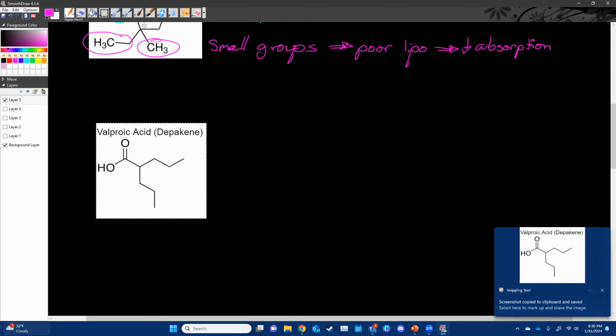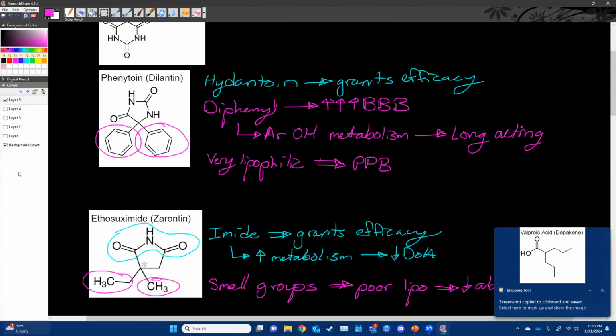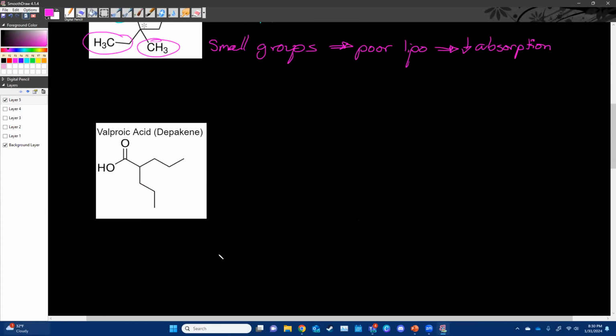Valproic acid. So stepping away from things that we previously have talked about, valproic acid. Valproic acid has a very special place in my heart because it has a very interesting way that it was discovered, which I will talk about at the end because I'm sure people just want to know about what they have to know for the exam. But remind me and I'll talk about it.